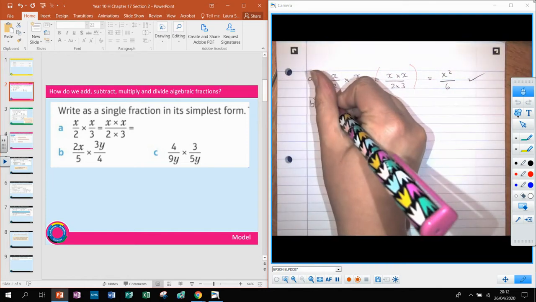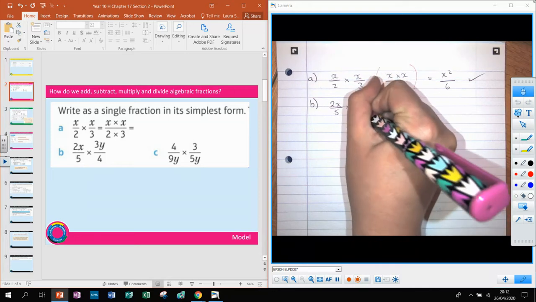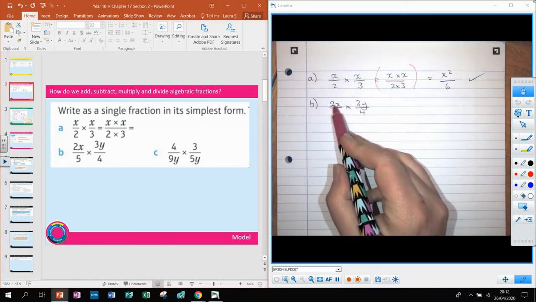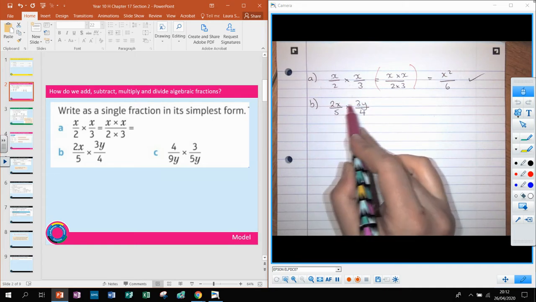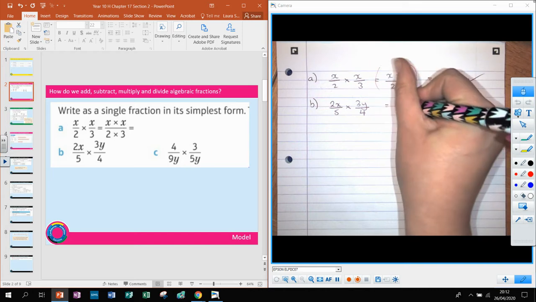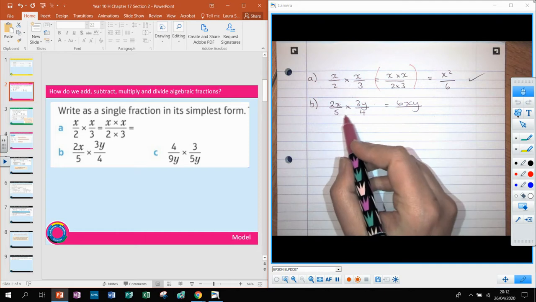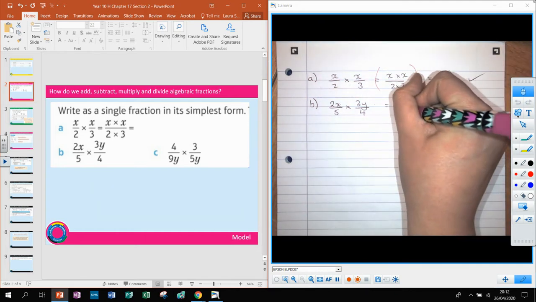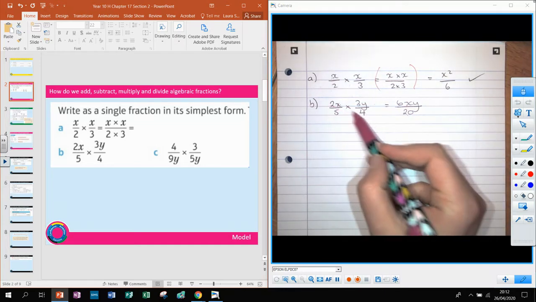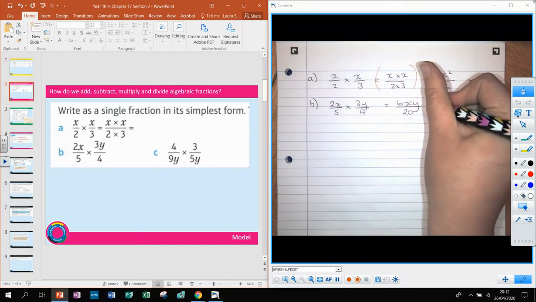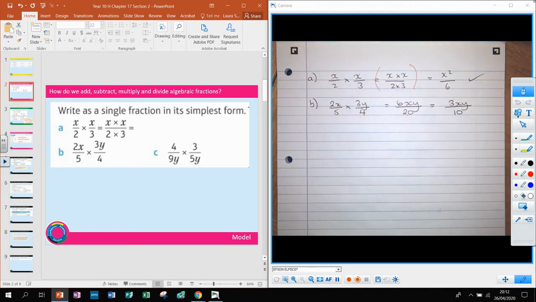For part B, we have 2x over 5 times 3y over 4. Let's take a look. 2x times 3y, I suggest always that you do the numbers first and then worry about the letters. 2 times 3 is equal to 6. x times y is xy, so my numerator is 6xy. And 5 times 4 is equal to 20. Now, I can cancel down. In this case, I could have over here, but I forgot, so we're going to do it here. We divide by 2, and that gives us 3xy over 10, dividing the top and the bottom by 2.